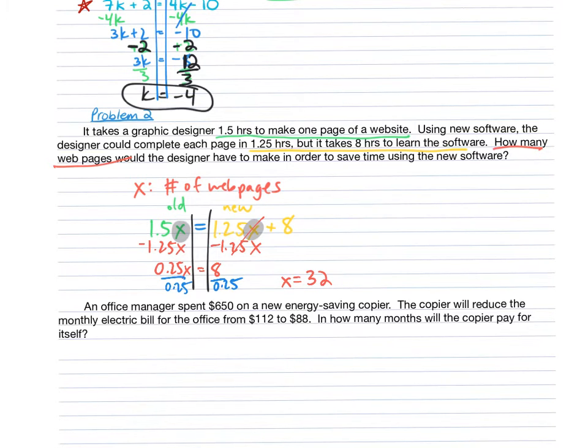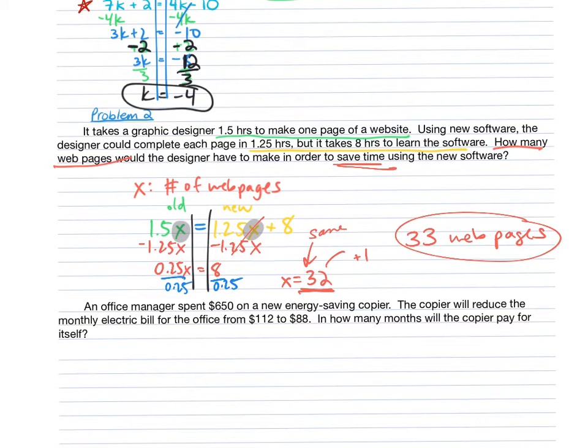So in order to break even, how many web pages would the designer have to make in order to save time using the new software? If the designer made 32, it would be the same. To actually save time, you'd have to do one more than that. So I would actually say 33 web pages, right? Because it says in order to save time, this is the same time. To save time, you'd have to do more than that. So I would make that 33.